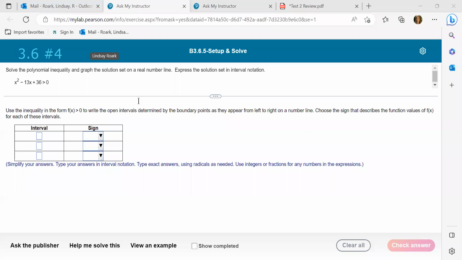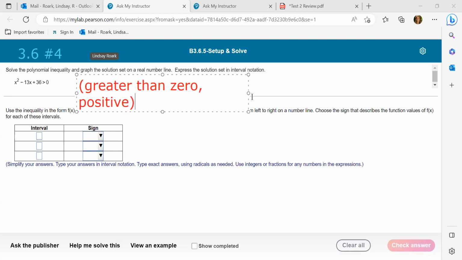So that tells me that after I have found my boundary points, I'm going to pick test values inside of the intervals, and I'm looking for where it's greater than 0. Greater than 0 is another word for saying positive, right? So I'm looking for positive output in my intervals.